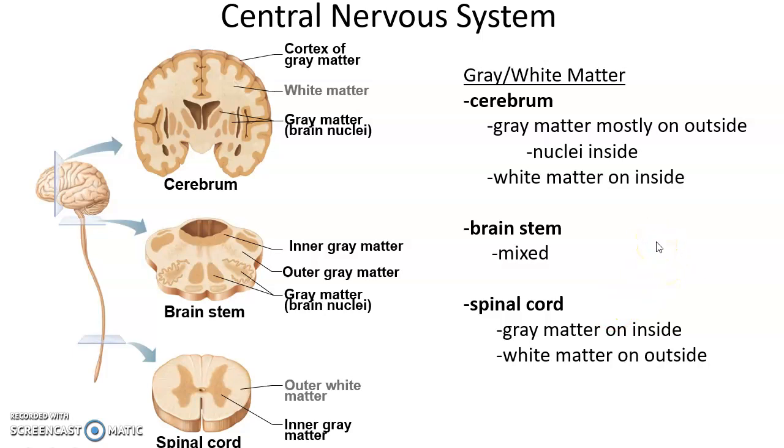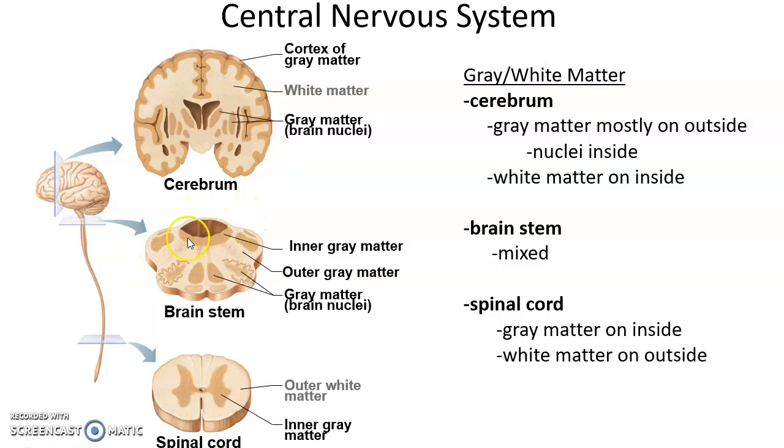One thing to notice is that the arrangement of gray and white matter in the brain and the spinal cord is different. In the cerebrum, the biggest portion of the brain, the gray matter is on the outside primarily, and the white matter is primarily on the inside of the brain. So the processing is on the outside surface of the brain, and the information is being carried inside, with a few exceptions, these little nuclei found inside the white matter.